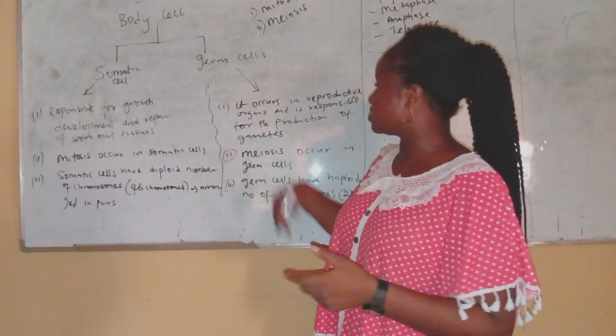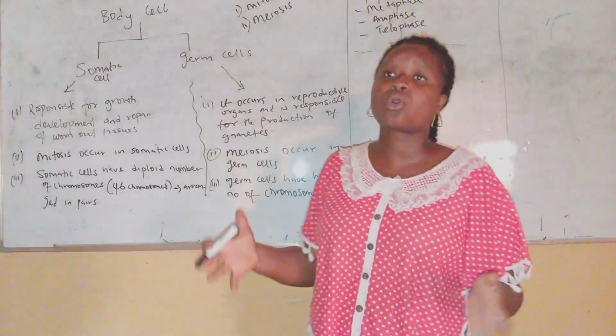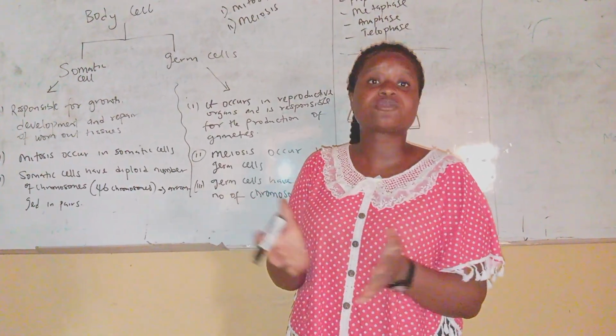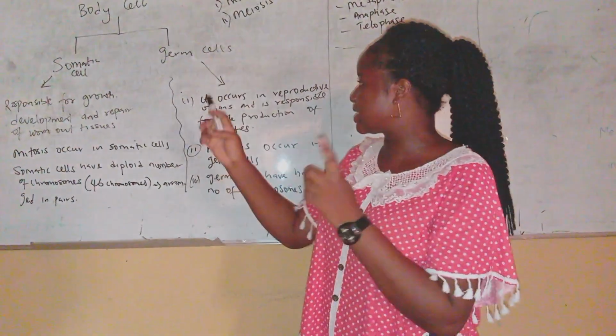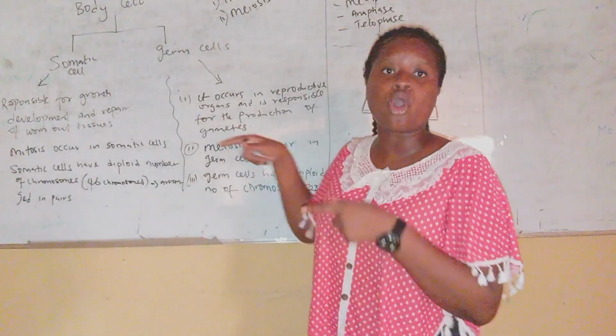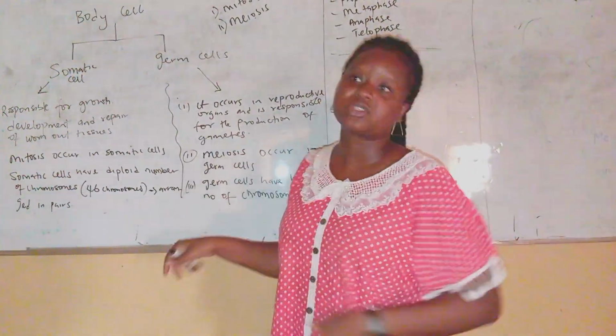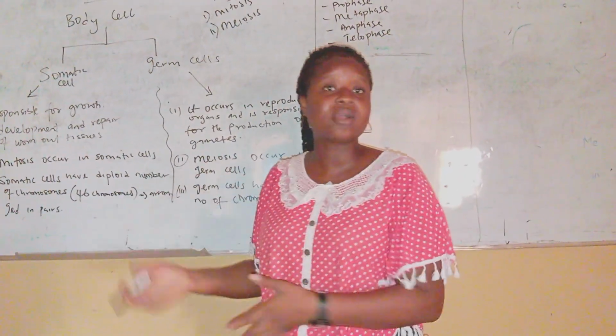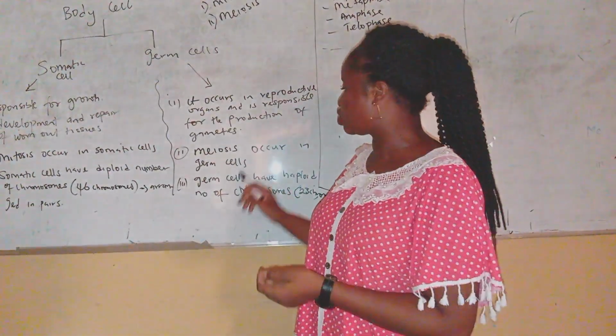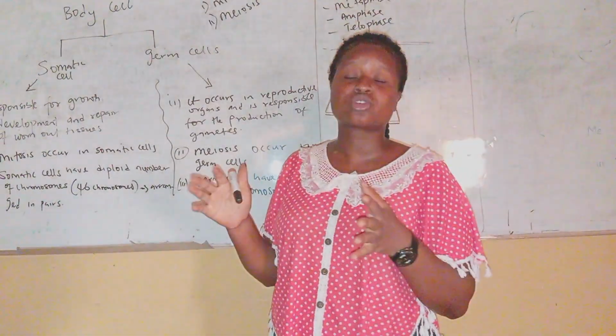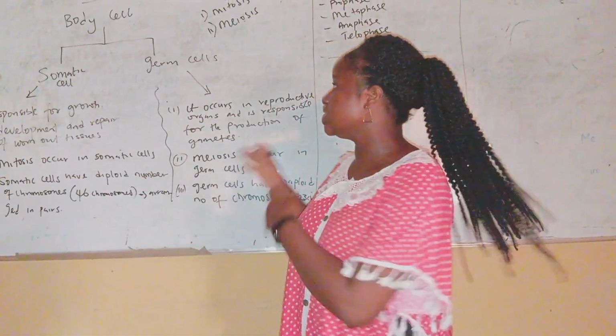So we come to germ cells. What are germ cells? Germ cells occur in reproductive organs and they are responsible for the production of gametes. Now, unlike somatic cells, meiosis occurs in germ cells. This is to help produce the male and the female gametes. And then the third one is that the chromosome number is haploid in the germ cells.